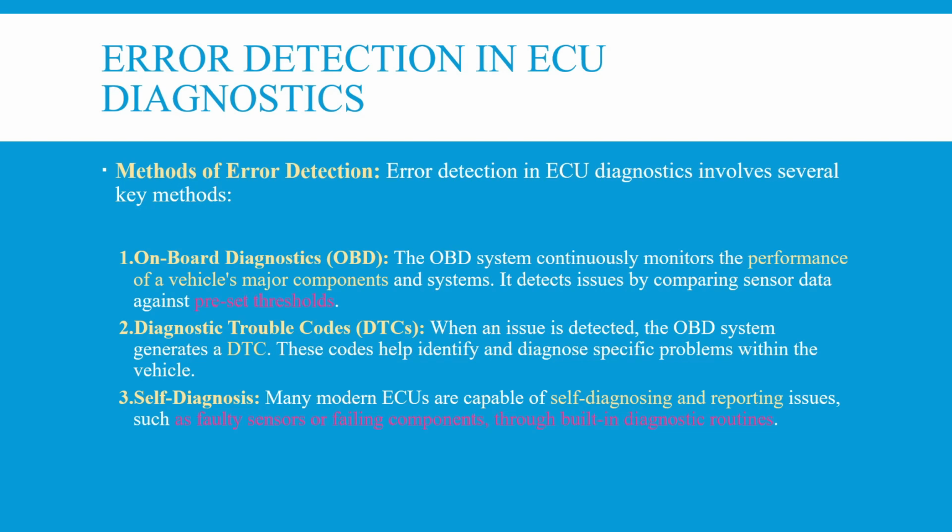The second method is the diagnostic trouble code, which is used to indicate an error in the system and is generated in the OBD system. The code helps to identify and diagnose a specific problem with the vehicle. And the third method is the self-diagnostic mechanism.